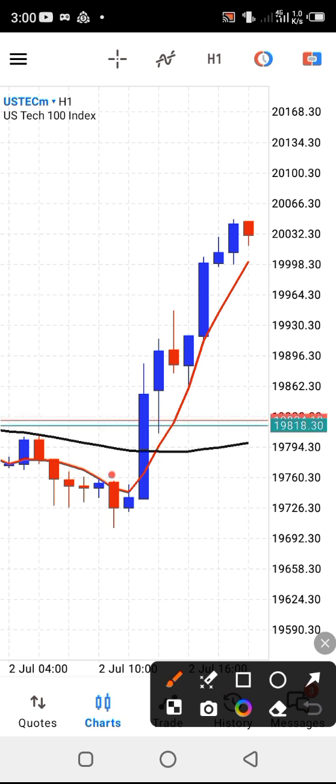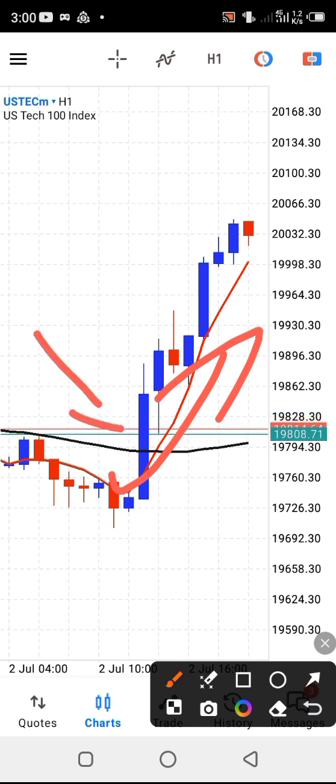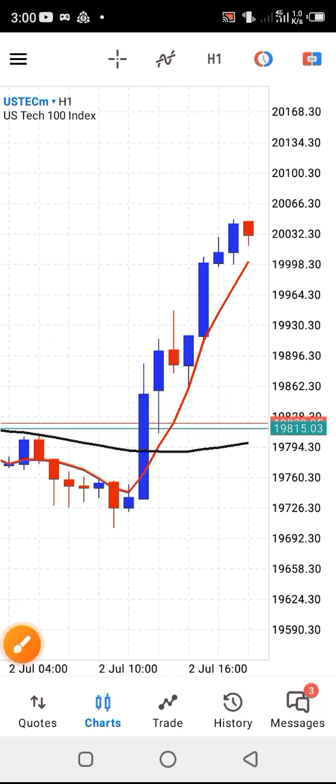You can see the red crossing from below and crossing above. It's crossed the black moving average in an upward direction, so we are looking to buy. All we need to do is wait for this candle to close. Once the candle closes, we are entering a buy trade. As simple as that. Very simple strategy.